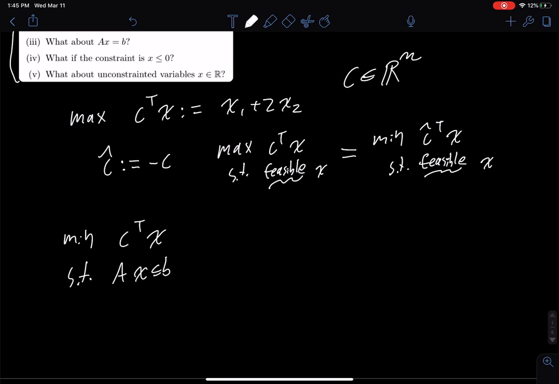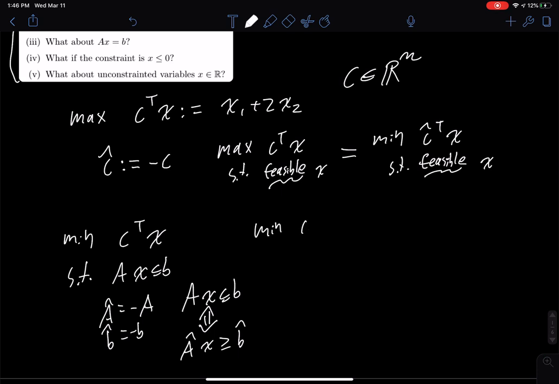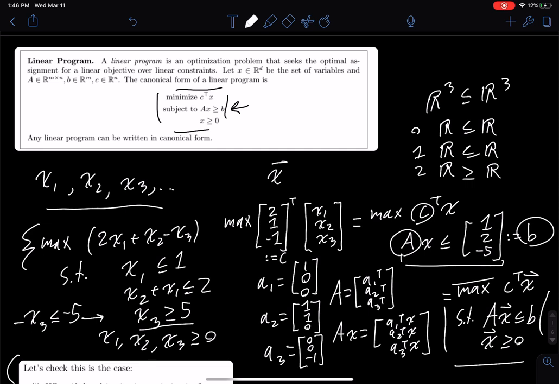We can just multiply all the entries of our matrix A by -1 and all the entries of our vector B by -1 to obtain A hat equals -A and B hat equals -B. Then we can state that AX is less than or equal to B if and only if A hat X is greater than or equal to B hat. And so we can rewrite our linear program as minimize C transpose X such that A hat X is greater than or equal to B hat. And we'll once again be exactly in the standard form that we're looking for.